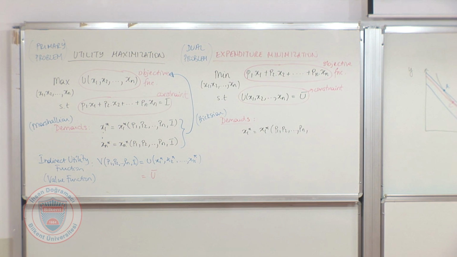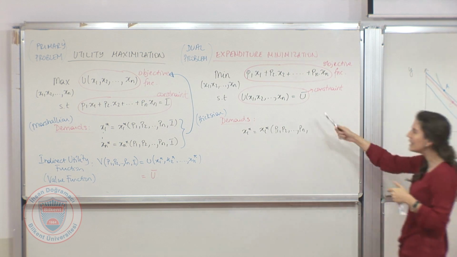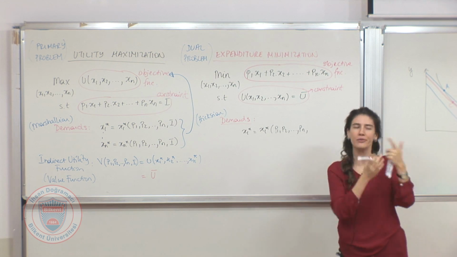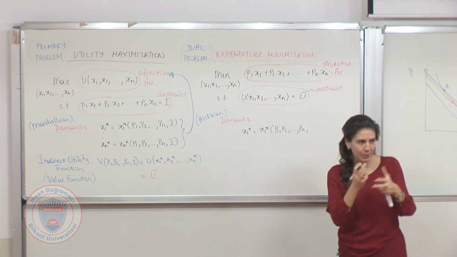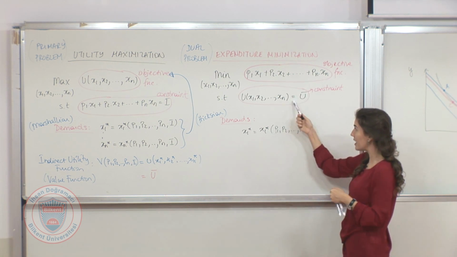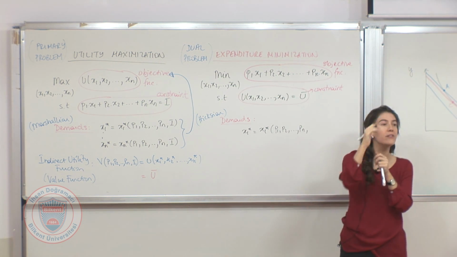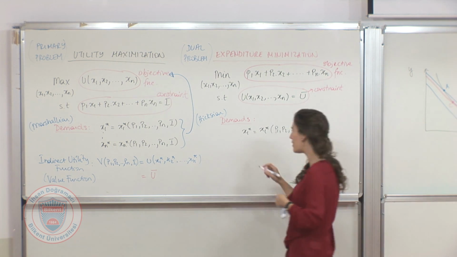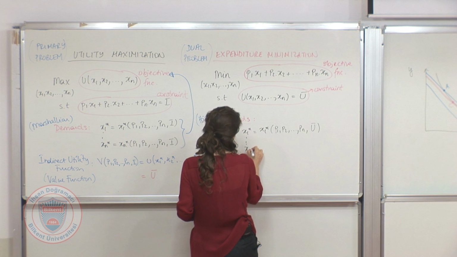But, right, so it's actually the prices, and as you said, Hocam, it's not income, because here we're looking for the minimal amount of income we need, or minimal amount of expenditure we need, given those prices. And we would like to reach a given utility level. So this is going to be a function of the prices and U bar, okay?